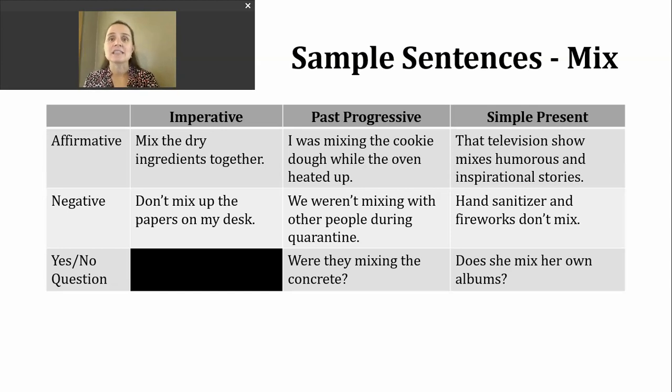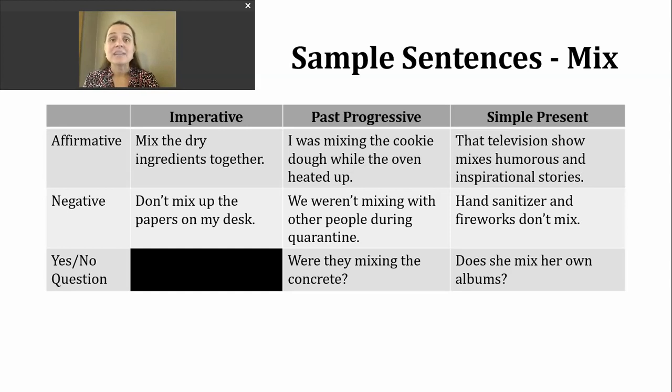To make this verb tense, we use a past tense form of be, that's was or were, depending on the subject, and then we use the ing form of the verb. Many times you'll hear the past progressive used in combination with the simple past, so two actions occurring in the same sentence. The past progressive is telling you something that was ongoing, and then we might have a simple past action that sort of interrupts it. Here is an example sentence. I was mixing the cookie dough while the oven heated up.